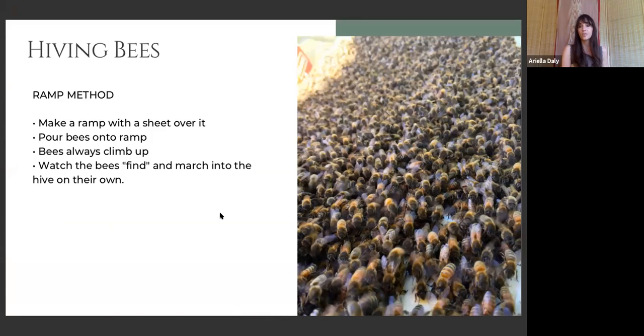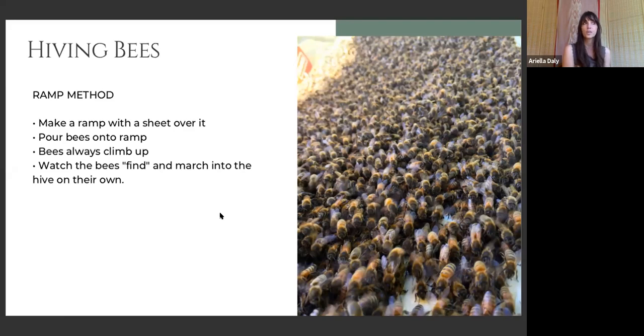And then the other method, my favorite, preferred method, is the ramp method. Basically, you make a wide ramp that leads from the ground up to the entrance of the hive. And instead of pouring the bees into the hive, you pour them onto the ramp. As I've said, bees will always climb up. So they will start to march up the ramp and discover the hive on their own.